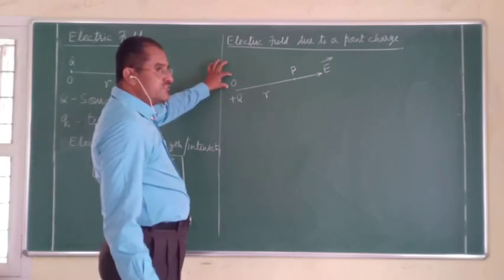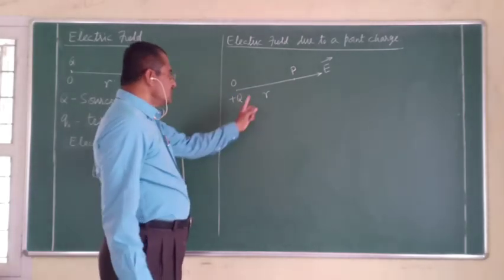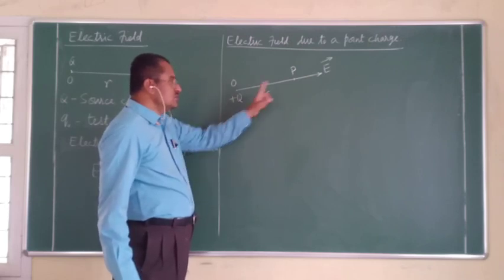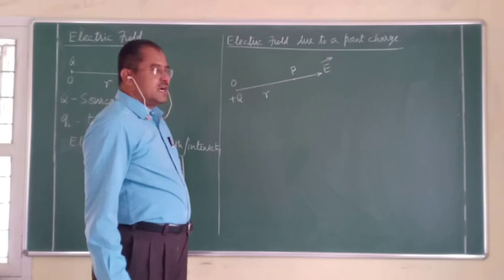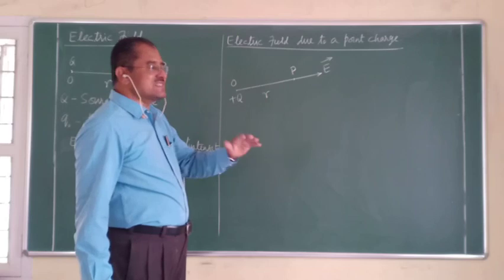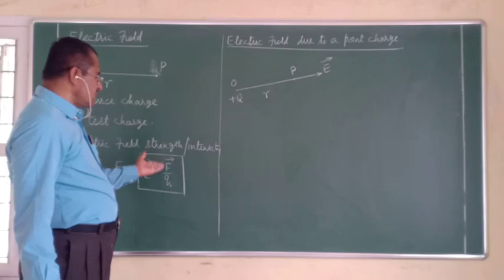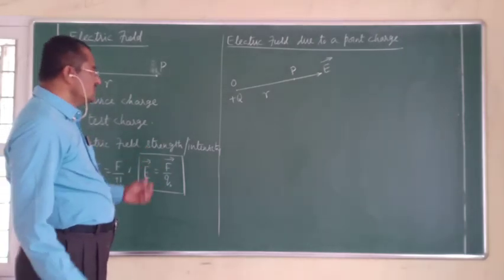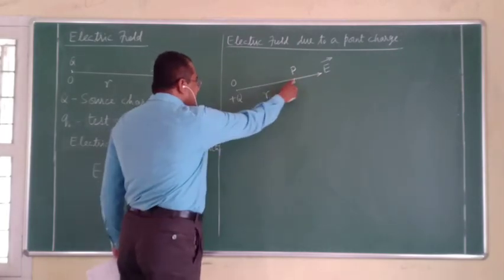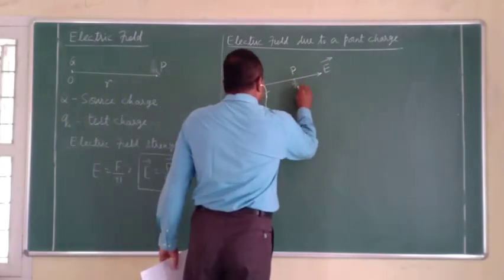At some point O in free space is placed a positive charge plus Q. At a distance R from this point charge Q is a point P. I want to find out the strength of electric field intensity at that point. From the definition, I know it is E is equal to F by Q naught. Therefore, in order to determine the electric field strength at point P, let me place a test charge Q naught.